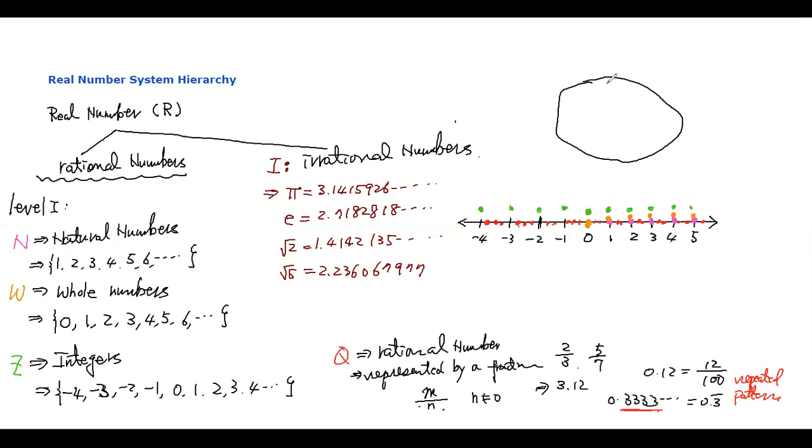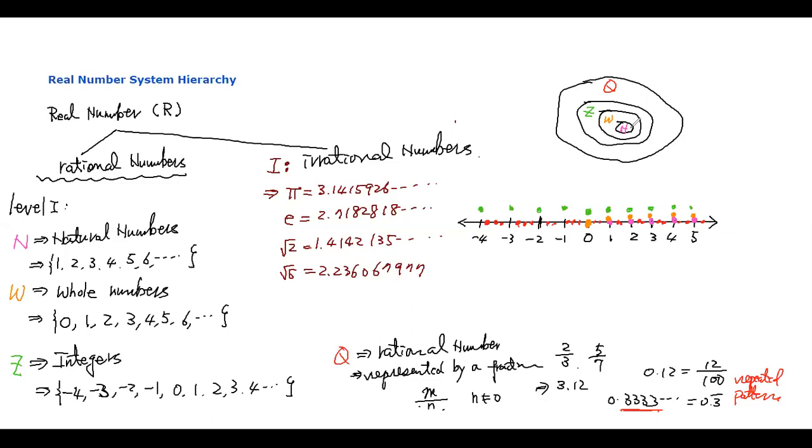So rational, we use Q, right? Inside the rationals, what is the next level? This is Z, the integers. Then inside the integers, what is the next level? It's the whole numbers, so that is W. Then inside W is N, the natural numbers.